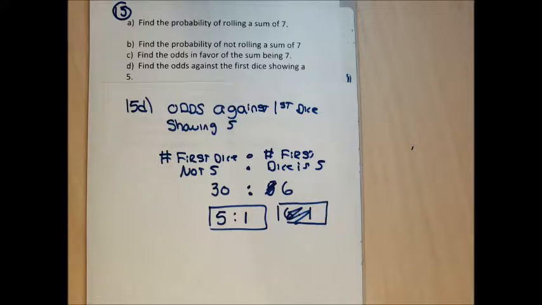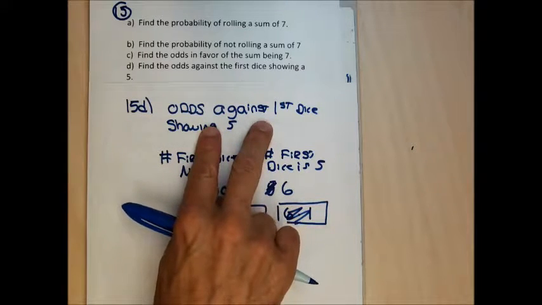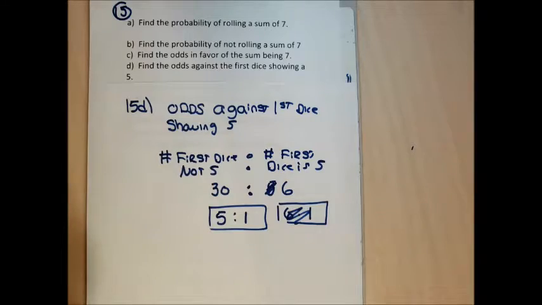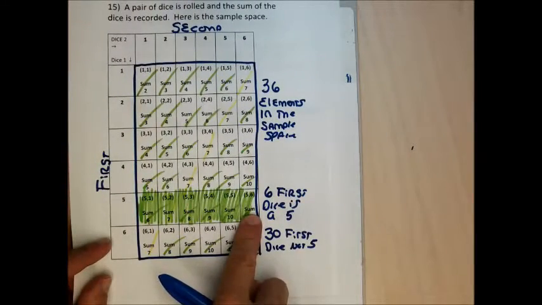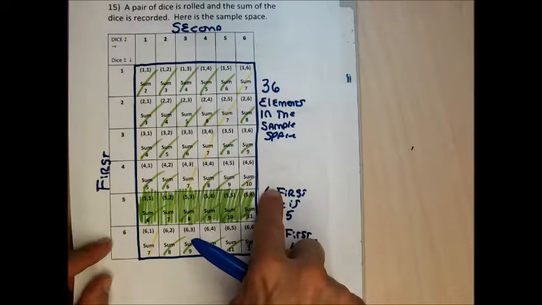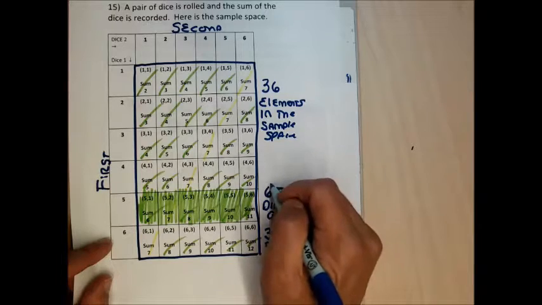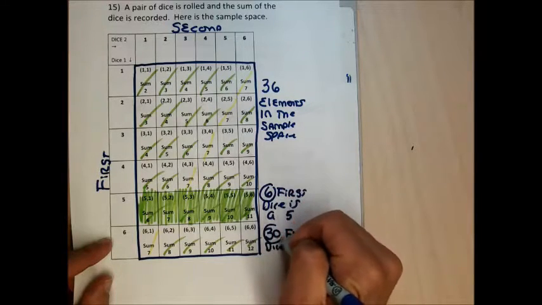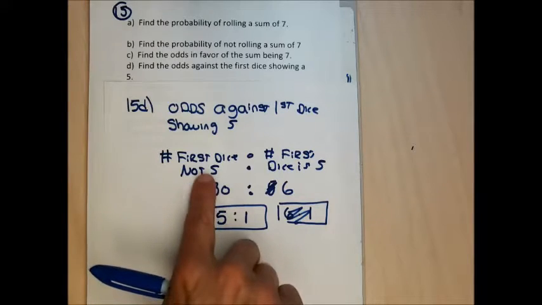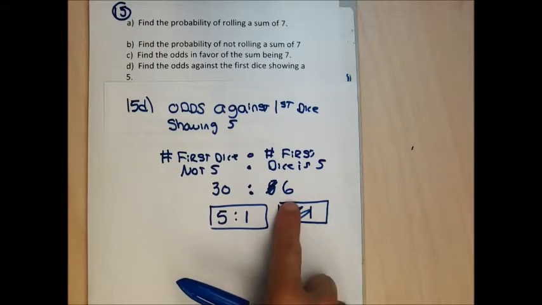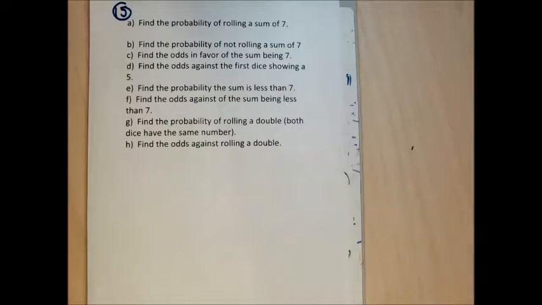Let me slow down and say that again. So I needed to separate the sample space into the groups where the first dice was and wasn't a 5. There are 6 where the first dice is a 5. If I do 36 minus 6, I get the 30 where the first dice is not a 5. So the numbers I need in my work are a 30 and a 6. The 30 goes first because I want the not first, and then the 6 goes second, and then I reduce that.